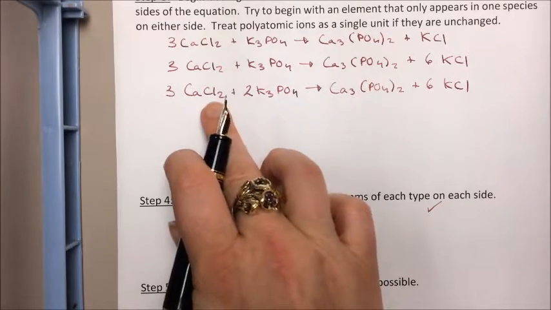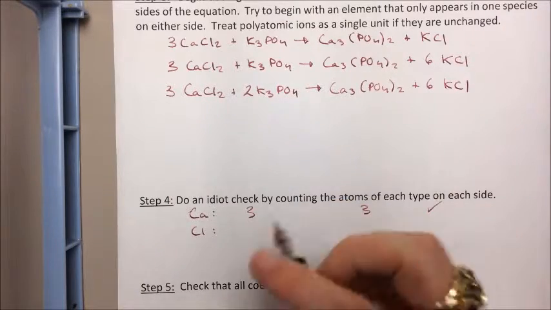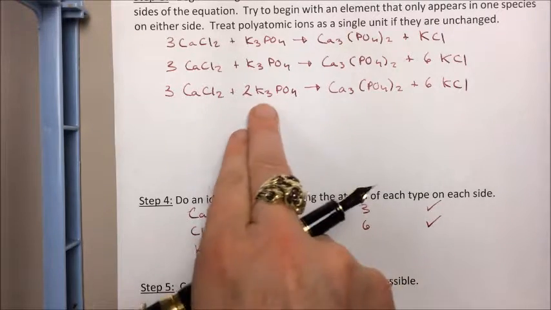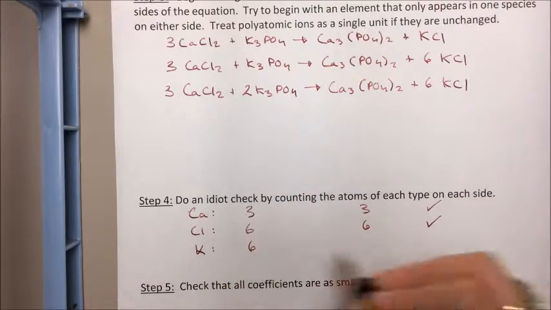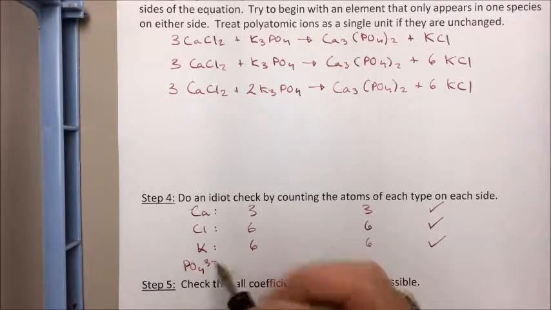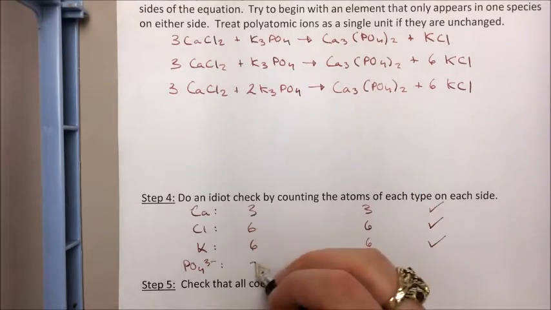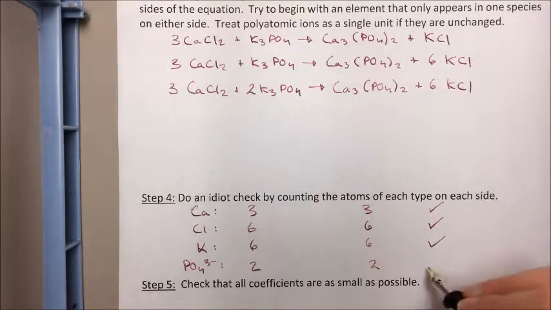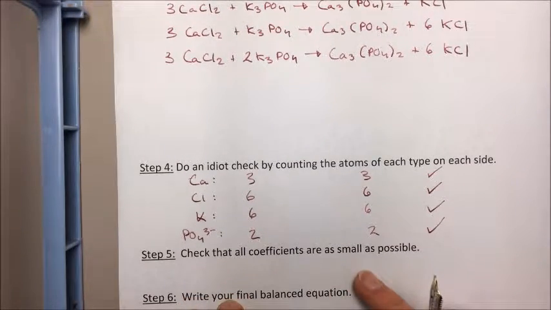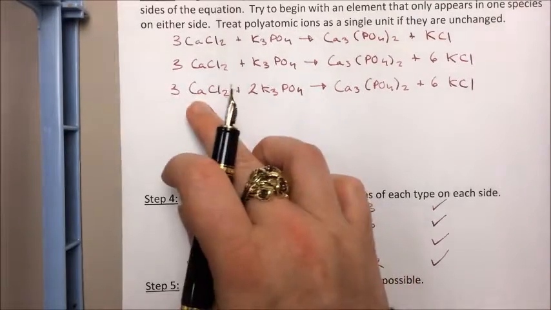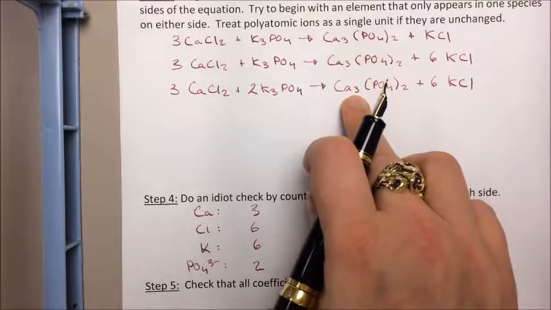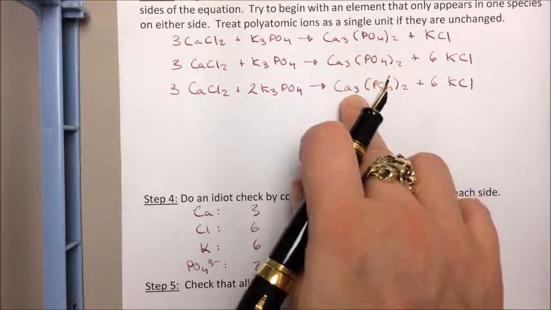Chlorine, 1, 2, 3, 4, 5, 6. 1, 2, 3, 4, 5, 6, also balanced. Potassium, 6 and 6, this is balanced. And our phosphate, PO4 3-, we've got 2 in our reactants and 2 in our products. So these are all balanced. One more step, we're going to check that all of our coefficients are as small as possible. So 3, 2, 1, 6. This has a 1 in front of it. We know that this is as reduced as it can possibly be.